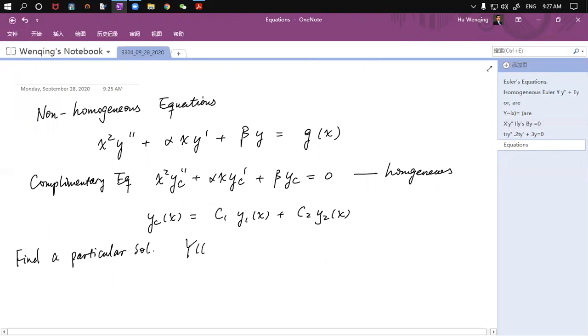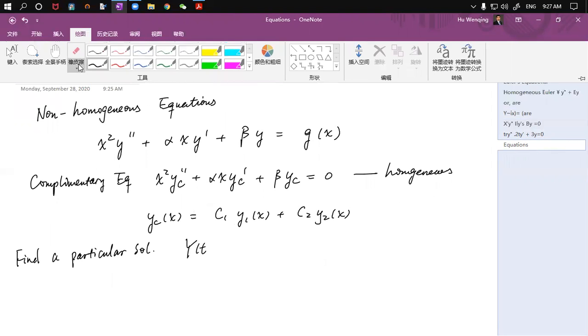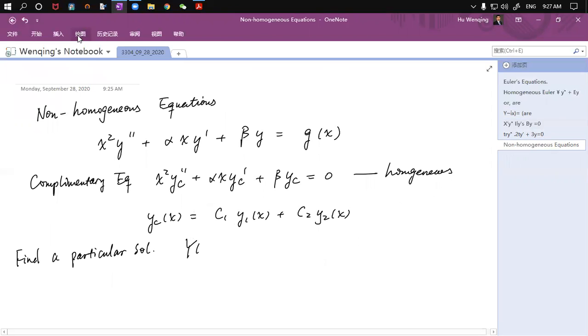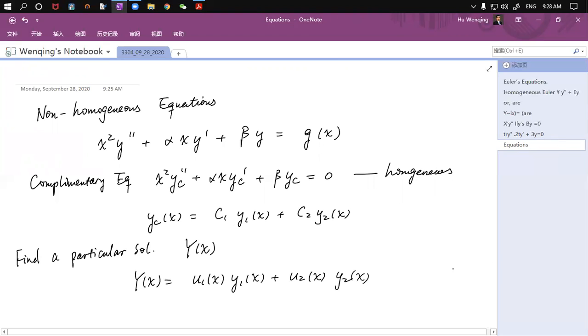So the particular solution, capital Y of x, right? You want to find a particular solution, capital Y of x, that satisfies the non-homogeneous equation. How do you find this particular solution? Well, we can use the method of variation of constants, right? So that means u1 of x times y1 of x plus u2 of x multiplied by y2 of x. That's the standard variation of constants method that we were just talking about before.